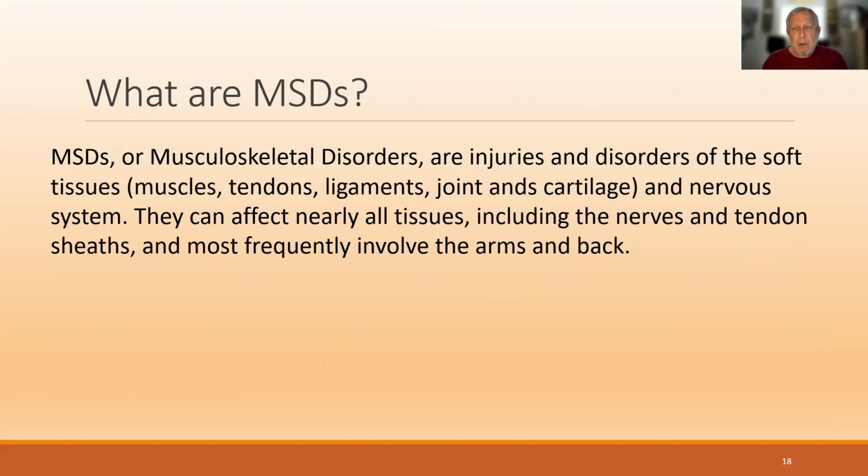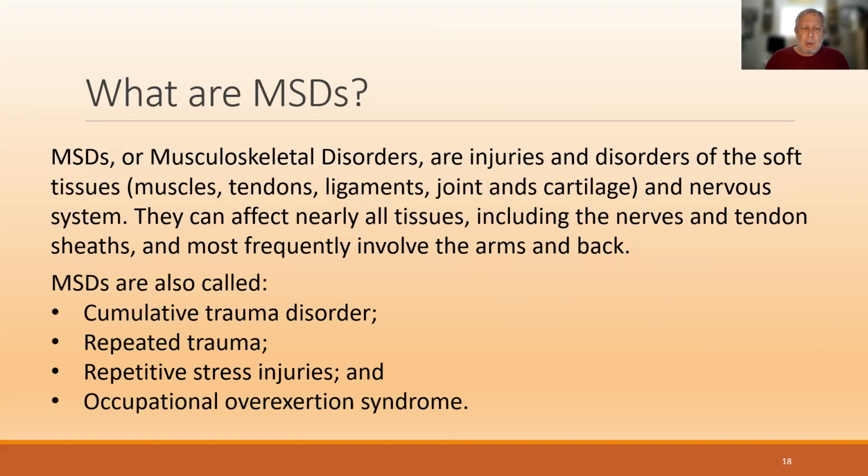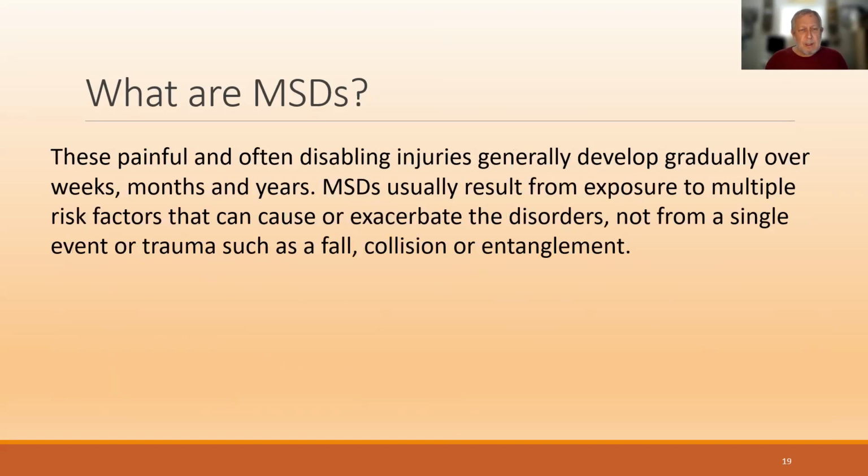MSDs, or musculoskeletal disorders, are injuries and disorders of the soft tissue we talked about before, and the nervous system. They can affect nearly all tissues, including the nerves and tendon sheaths, and most frequently involve the arms and the back. And that's where most of your repetitive motion comes in. That's where your force is usually involving your arms and your back. They're also called these, we've talked about those already.